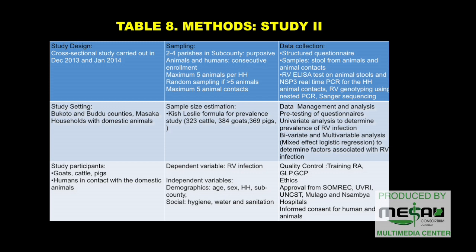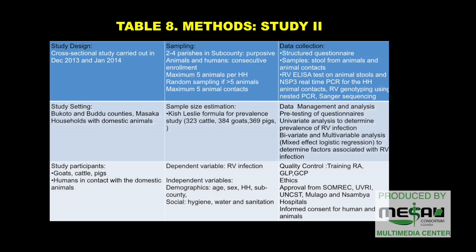Then we sampled purposively 2 to 4 parishes in each of the 6 sub-counties of Masaka district we studied. And we moved from one household to the next, recruiting the animals and the humans, and recruited a maximum of 5 animals in a household. If we found more than 5 animals of a particular species in that household, we did random sampling. Likewise, we recruited a maximum of 5 people from the household.